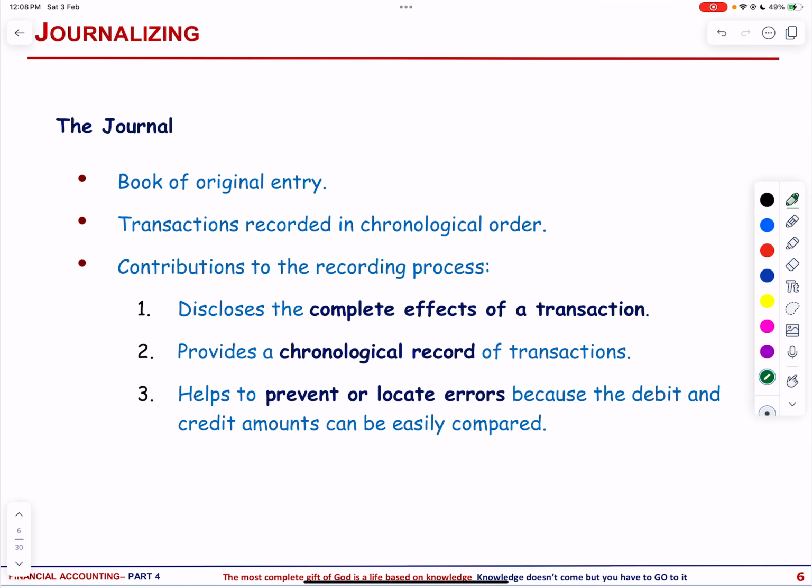Journal is the book of original entry, that is, we record the transactions in a journal entry first, and then these transactions are recorded in a chronological order. When we say chronological order, it means according to the date. It discloses the complete effect of the transaction. It provides a chronological record according to the date, and it helps to prevent or locate errors because the debit and credit amounts can be easily compared.